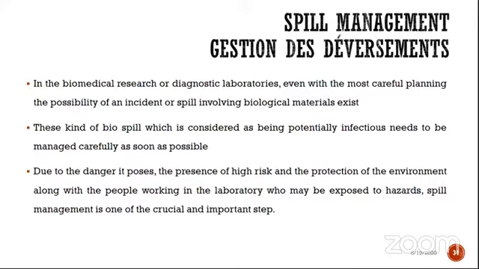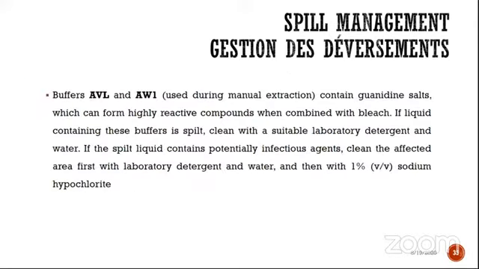And now, as far as COVID-19 RNA extraction is concerned, if a spill occurs while dealing with the samples or during the extraction, the buffers we are using are AVL and AW1. We are talking about the manual extraction. They contain guanidine salts, which can form highly reactive compounds when combined with bleach.